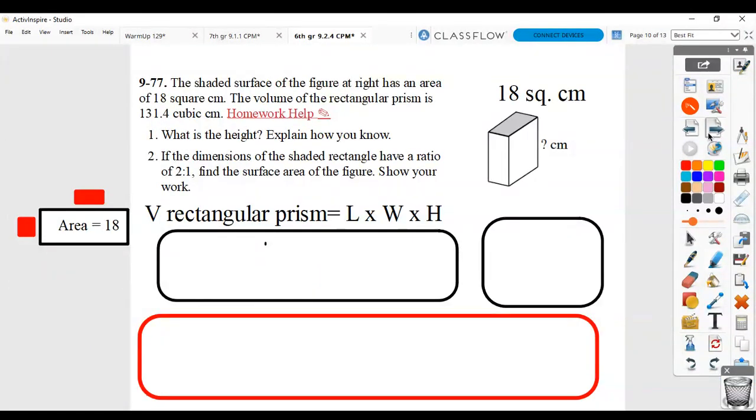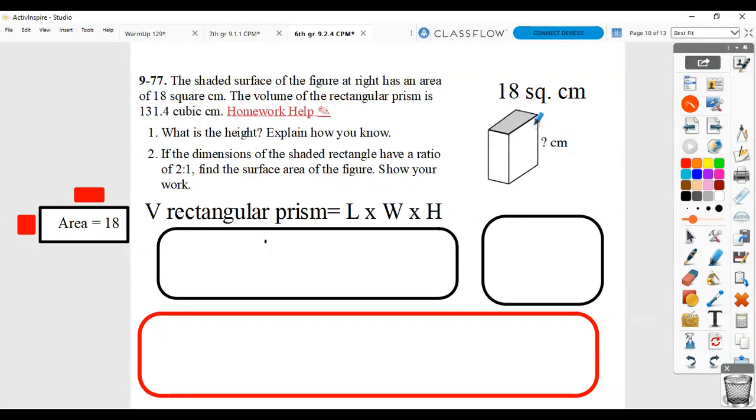977. The shaded surface of the figure at the right has an area of 18 square centimeters. The volume is 131 and 4/10 cubic centimeters. What is the height? So what we know is that the volume of a rectangular prism is length times width times height. I have that written here.